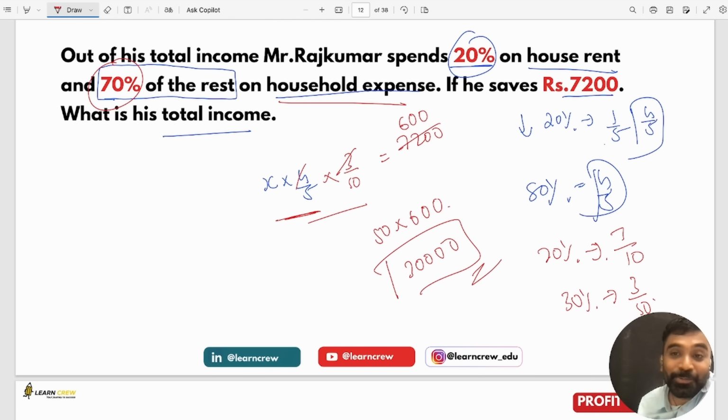This is the way you calculate the total income over here. Okay. This is the concept of your percentages. Hope this concept is crystal clear for you people.